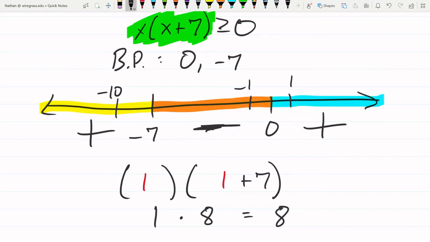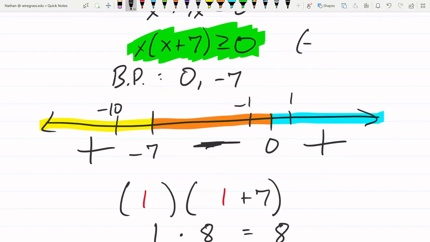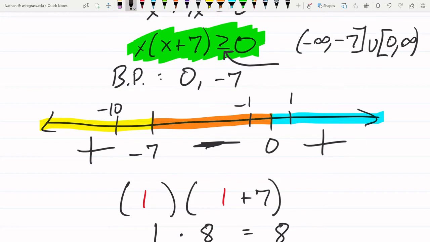All right, we are looking for when the function is greater than or equal to 0. Therefore, when is it positive? That happens in the yellow and the blue. The yellow interval is from -infinity up to -7, and the blue interval is from 0 to infinity. Now this is technically wrong because this is greater than or equal to, so I do have to include the boundary points. So make sure that those are square brackets, not parentheses.